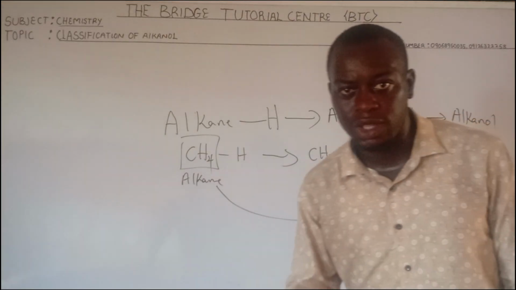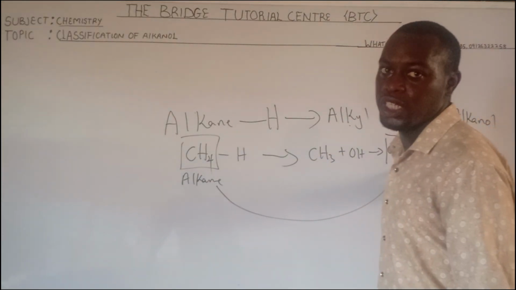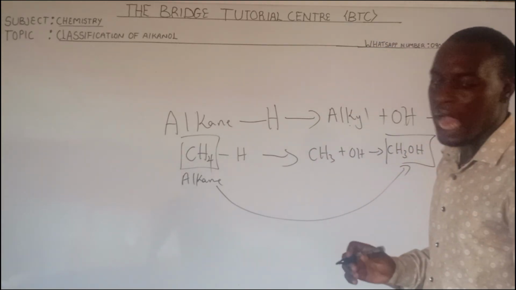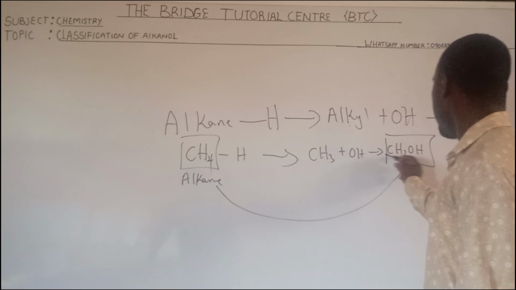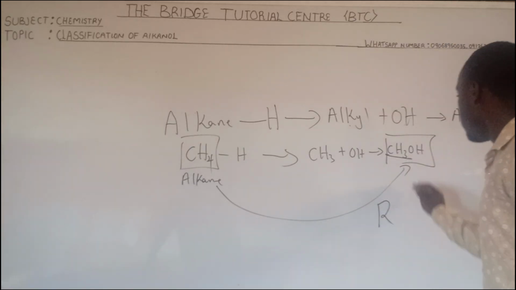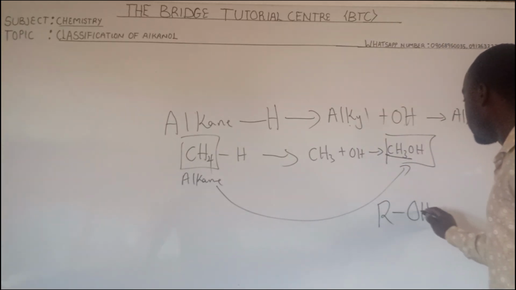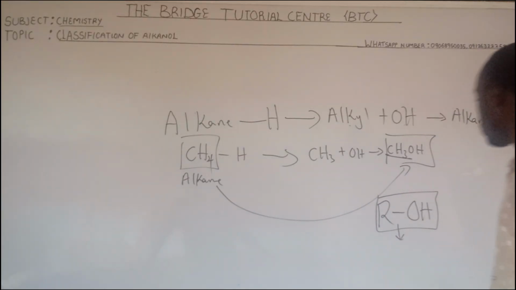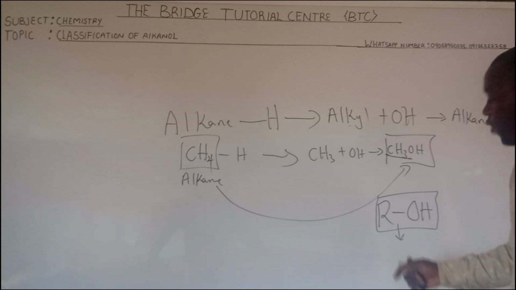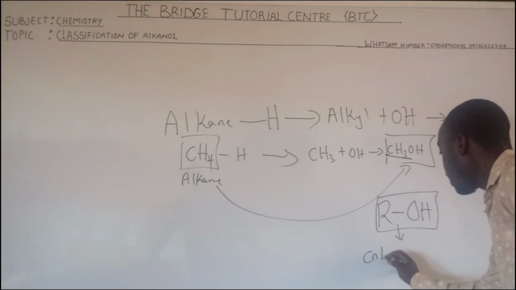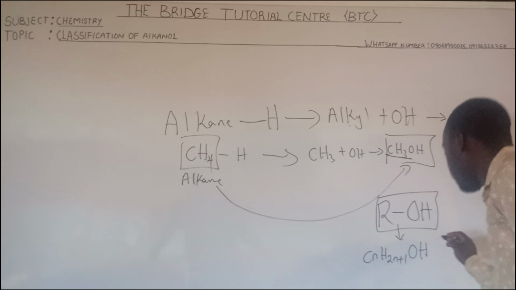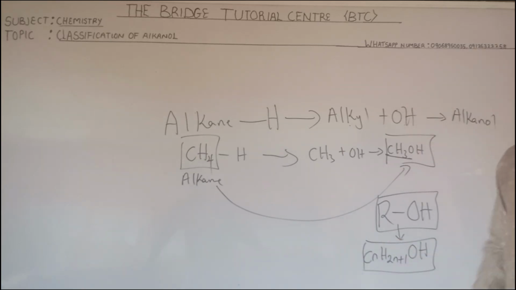So whenever you are talking about alkanol, there must be a hydroxyl group, which is OH. So the general formula for alkanol is R, which is alkyl, then you have OH. This is the general formula. Or if you don't want to use this, you can still replace it with the formula for finding an alkane, which is CnH2n+1OH. So this is the other formula for alkanol.